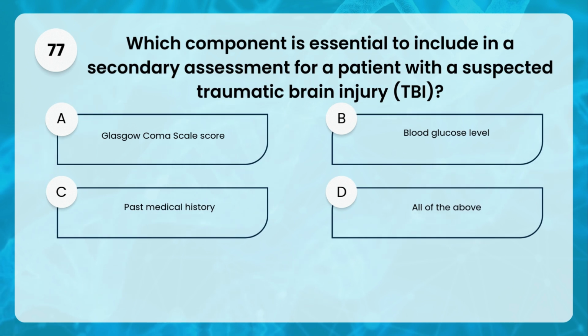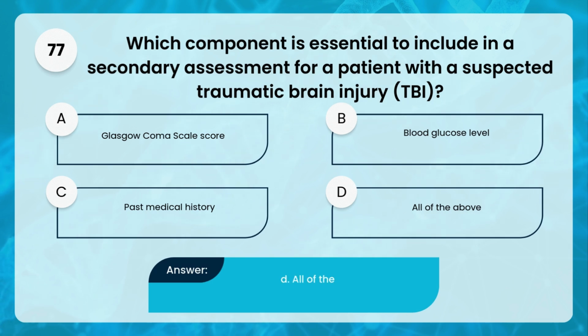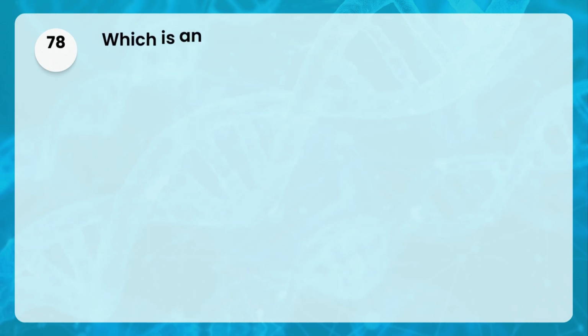Number 77. Which component is essential to include in a secondary assessment for a patient with a suspected traumatic brain injury, TBI? A. Glasgow Coma Scale score. B. Blood glucose level. C. Past medical history. Or D. All of the above. The answer is D. All of the above.